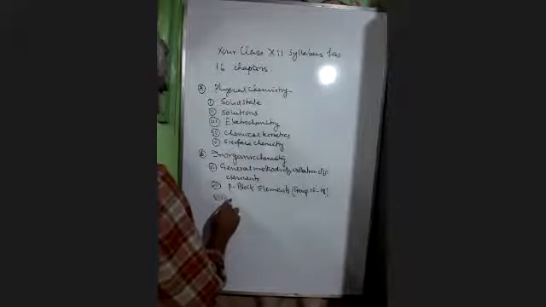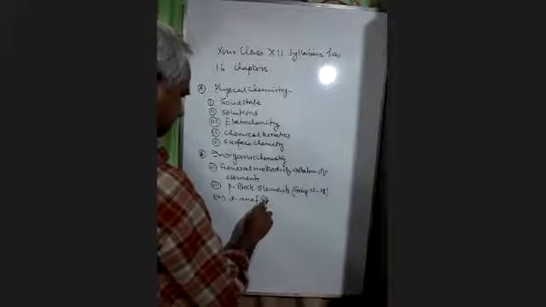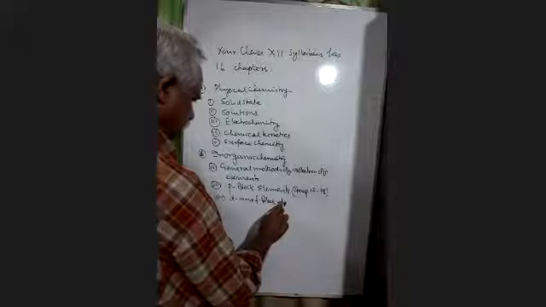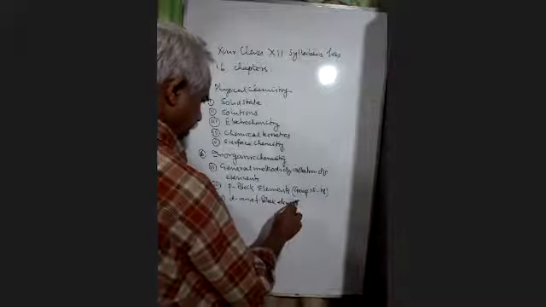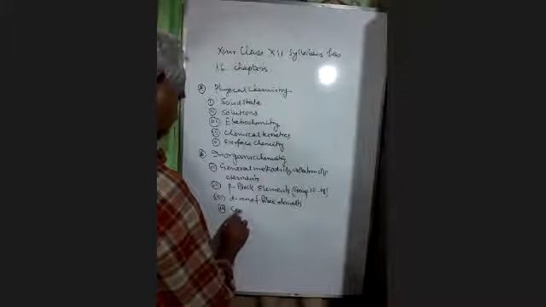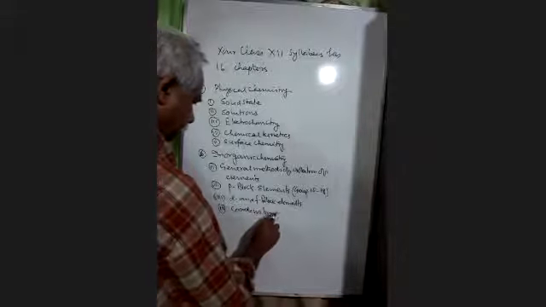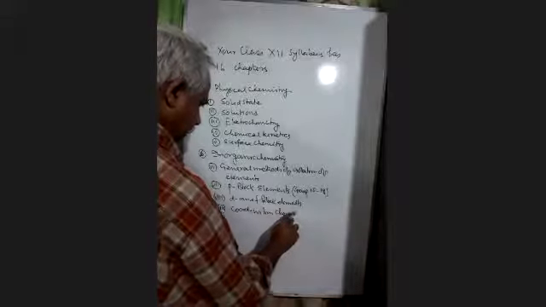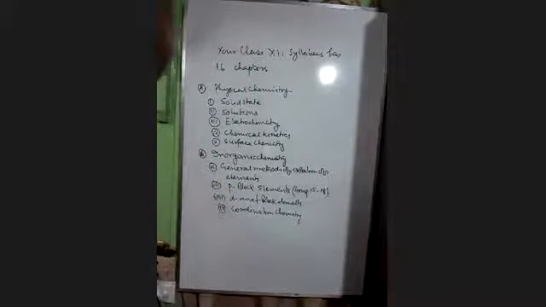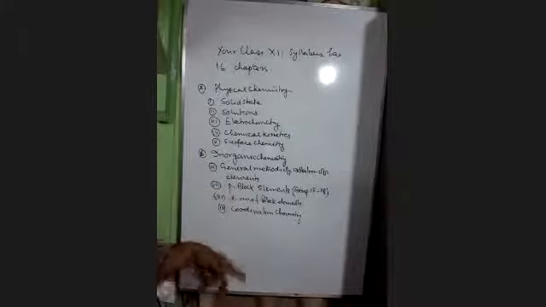Then D and F block elements. Then you have coordination chemistry. See, though it is there in your book, I'll suggest that you please write down. Once you write, then you are able to remember. Others will be in the book only. Please write.